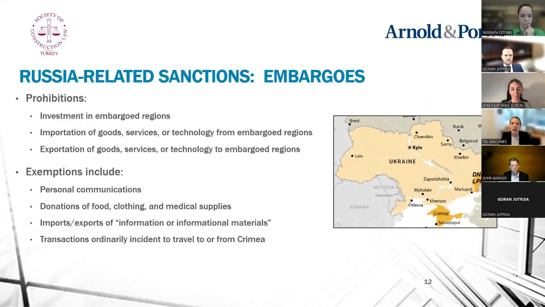As I mentioned, the first category we'll talk about is embargoes. There are embargoes that the United States has put in place with respect to specific regions in Ukraine. There are 3 regions in Ukraine where the United States has said basically nothing can happen. All investment is prohibited. The importation of any goods, services, or technology is prohibited. The exportation of any goods, services, or technology from those regions is prohibited. There are limited exceptions, but they're really pretty limited. Essentially, the point here is if there's any U.S. nexus, you probably can't deal with those regions. You can't engage in any activity that involves those regions. Next slide.